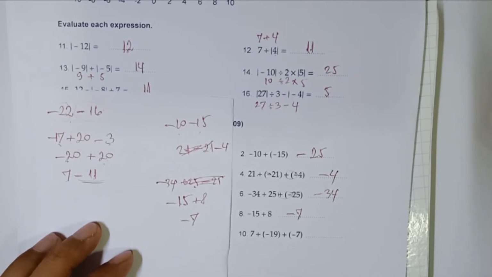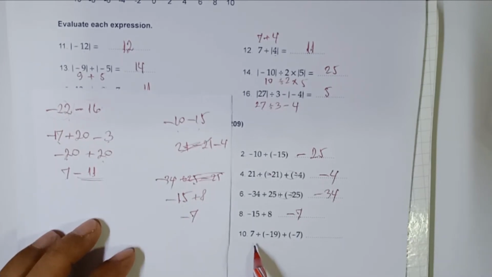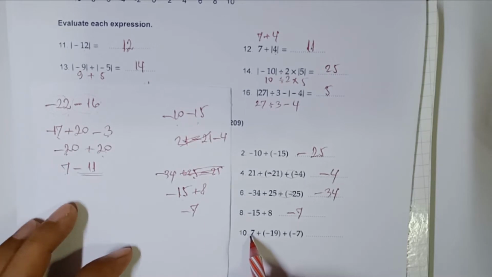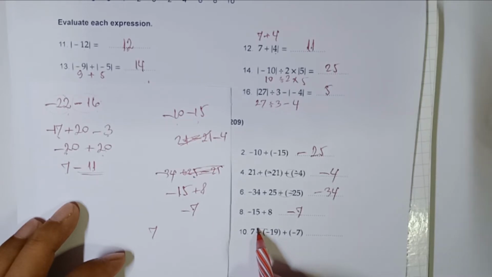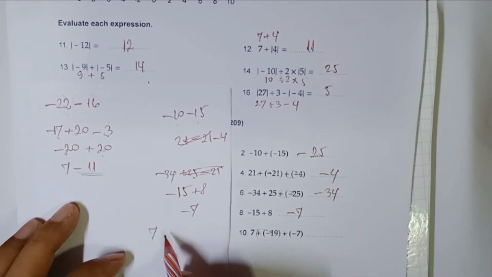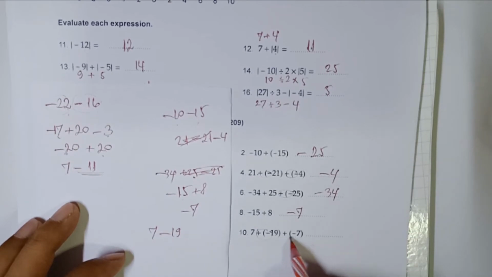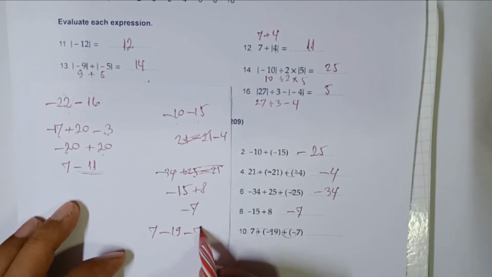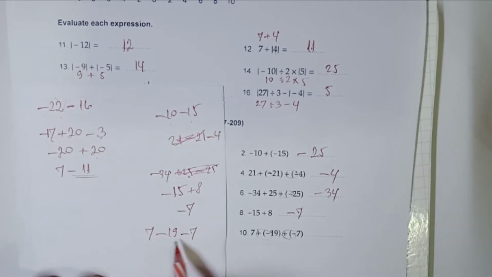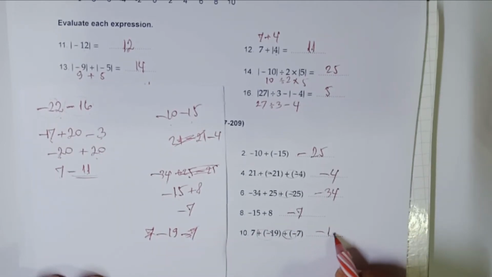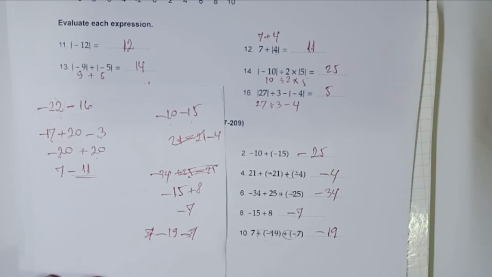Last number in this problem, you have number 10, you have 7, and then positive with negative becomes negative, so negative 19, and then negative, positive becomes negative again, negative 7. So you have 7 minus 7, this is eliminated, no more. So all you have left is negative 19. Let's continue.